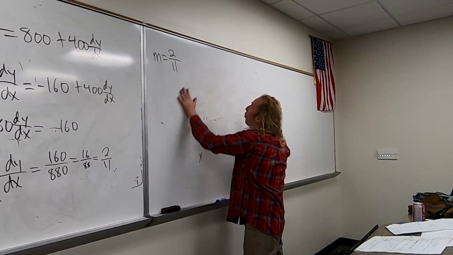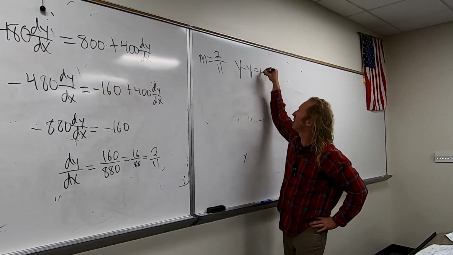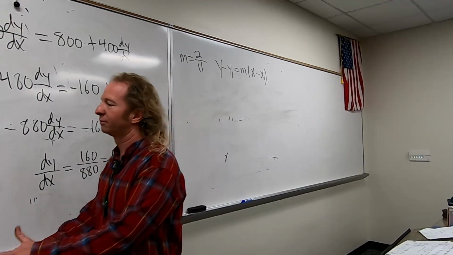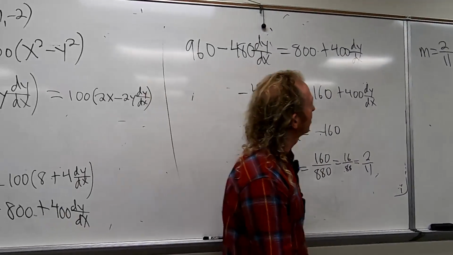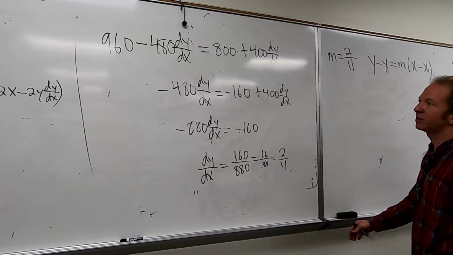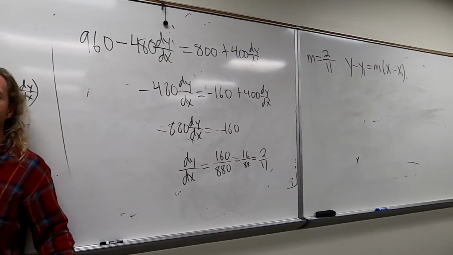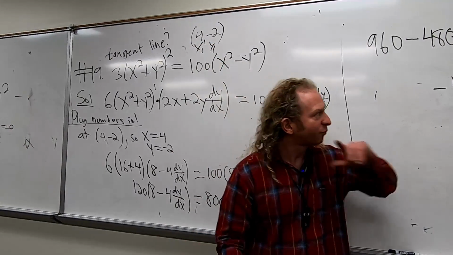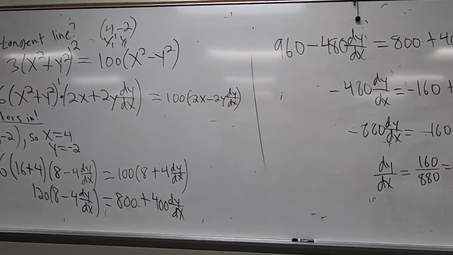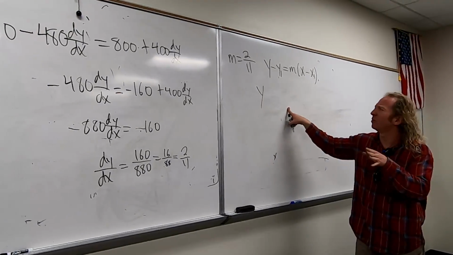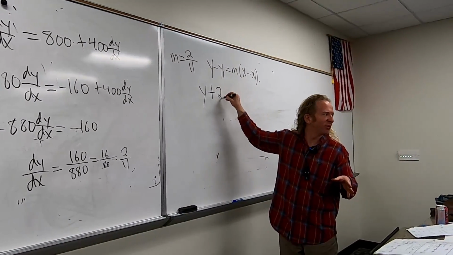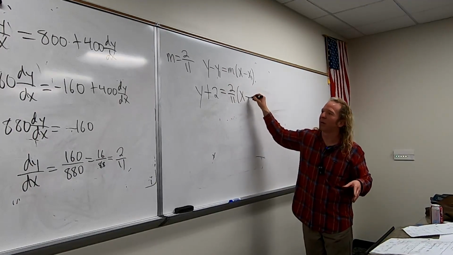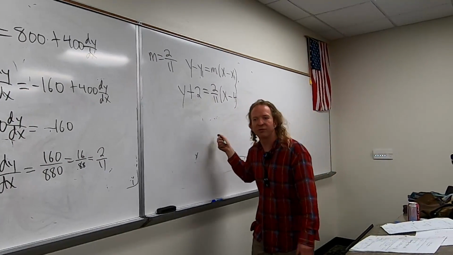All right, let's use the formula. So y minus y1 equals m parentheses x minus x1. I guess I should label stuff so I don't mess up. So this is our x1 and our y1, right? This is x1, this is y1. So it'll be y minus negative 2. So it'll be y plus 2 equals 2/11 x minus 4.